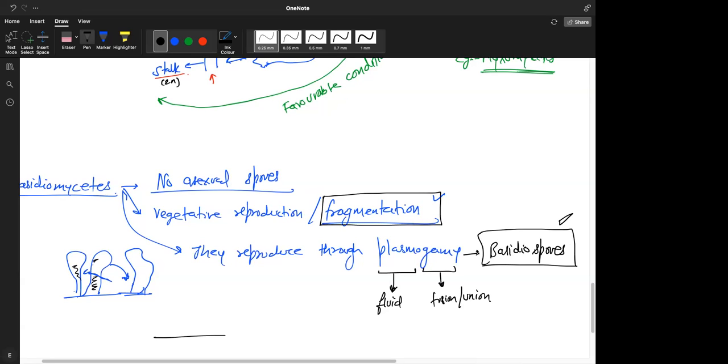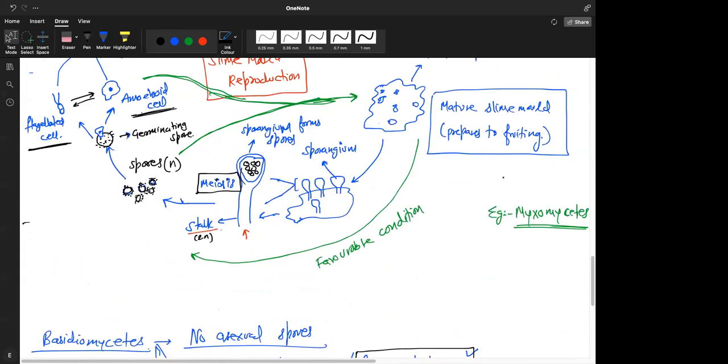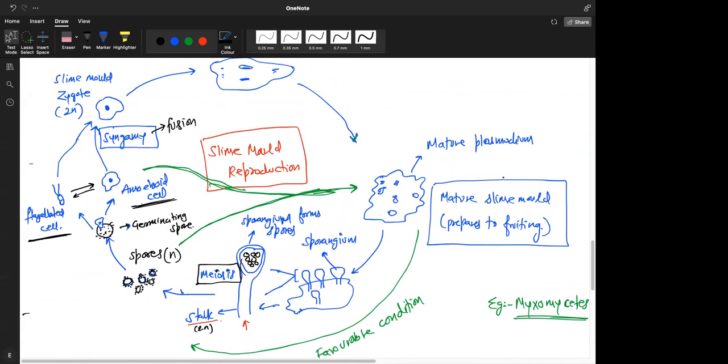And to make basidiospores, they have to depend on plasmogamy. Is it clear? Yes. And the different thing about basidiospores is it is externally formed. It is not formed inside something. It is externally produced. And there is a structure called basidium, or basidiocarps. It is produced there. Clear? Yes. Is this drawn? Yes.